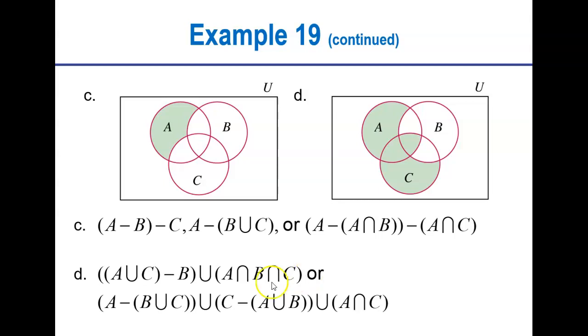Or we would say the set difference of A to B intersect C union set difference of C to the quantity of set A union B union A intersect C.